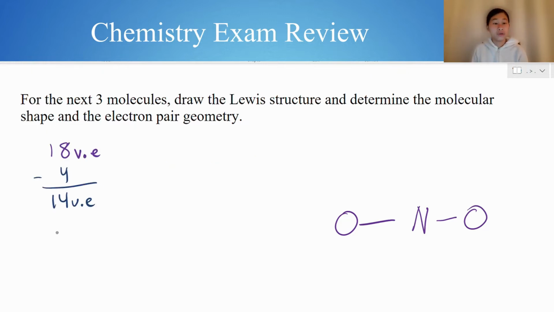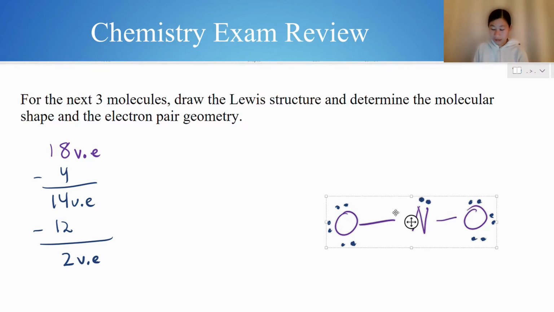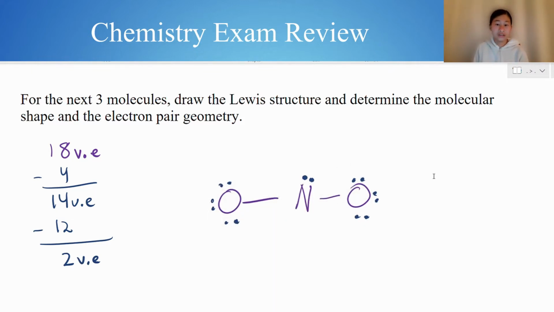We will start putting the 14 valence electrons around the outer atoms first, so 2, 4, 6, 8, 10, and 12. Now we notice we have 2 more valence electrons, which we will then put on the central atom. Our next step is to check if the octet is fulfilled for these 3 atoms. Let's check the oxygens first.